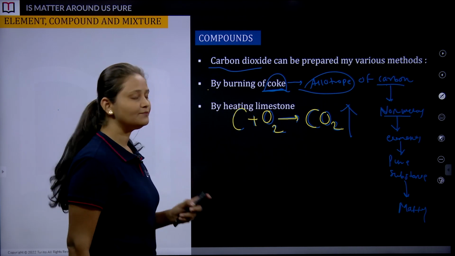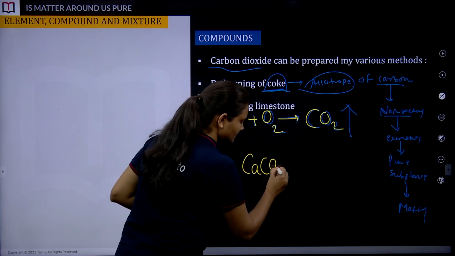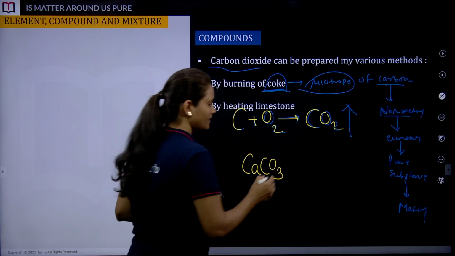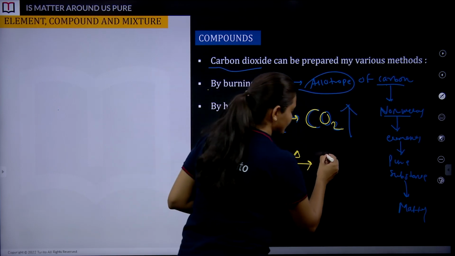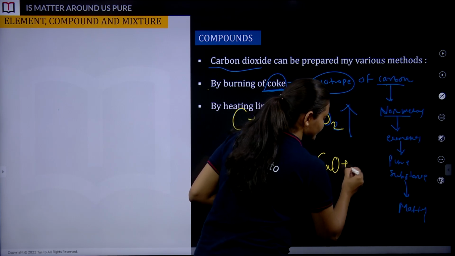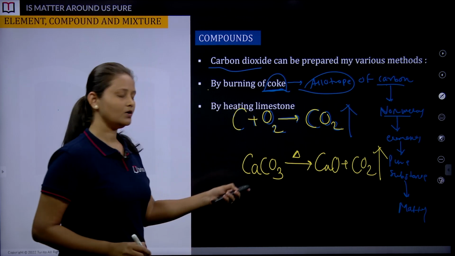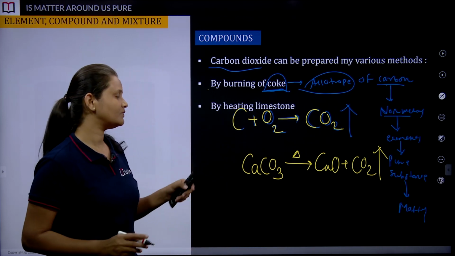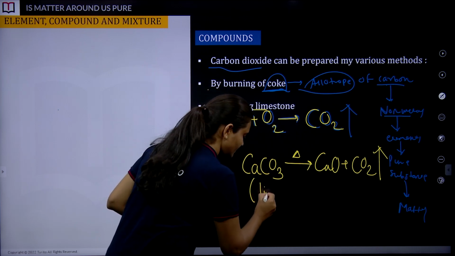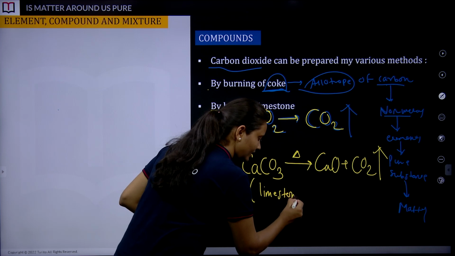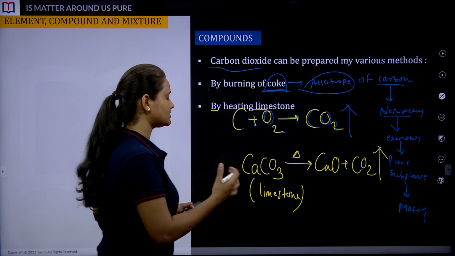Then by heating limestone. Now limestone is nothing but what? CaCO3, calcium carbonate. By heating, we need to heat calcium carbonate. And what are the products? CaO, calcium oxide, along with carbon dioxide. Okay, CaO and CO2. These are the two products which we are going to get when we heat limestone. This is what a limestone looks like. The marble, okay. It is present in chalk also, a white substance, CaCO3.